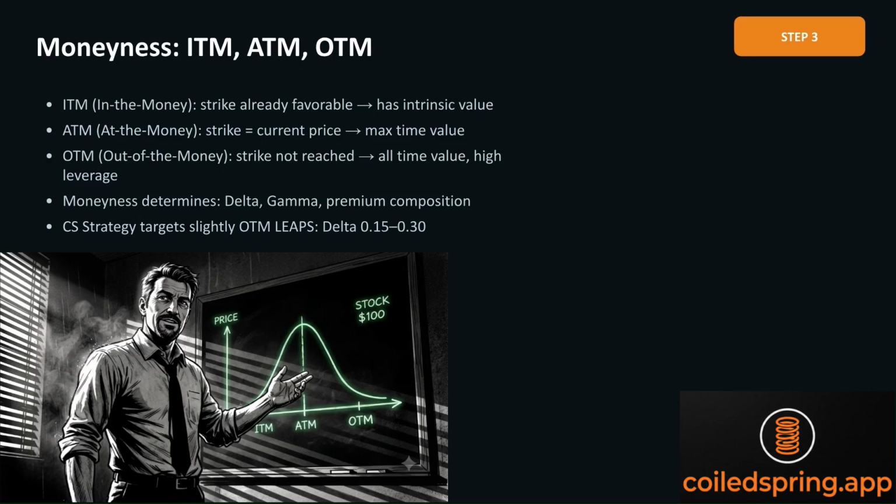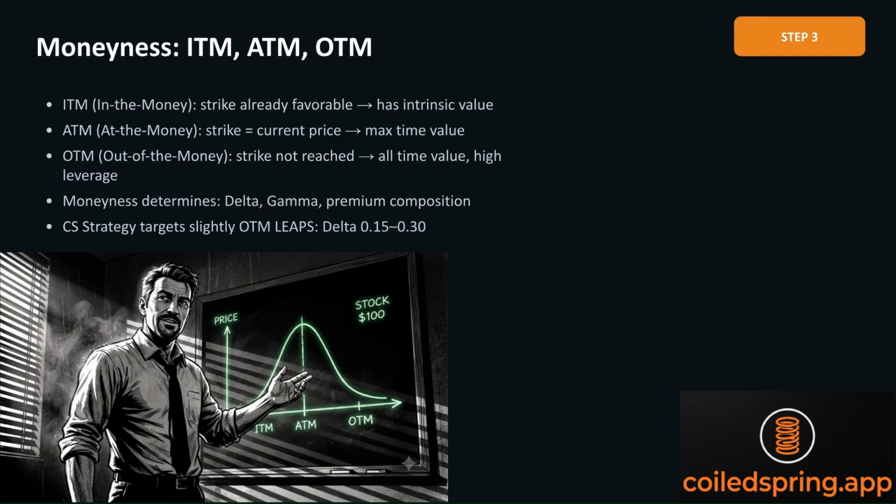In the previous slide, we introduced intrinsic value and time value. Now we're going to use those concepts to understand moneyness, one of the most important vocabulary words in options trading. And once you understand it, you'll use it every single day you look at an option chain. Moneyness simply describes the relationship between the current price of the underlying and the strike price of the option. There are 3 states: in the money, at the money, and out of the money. Let's go through each one carefully.